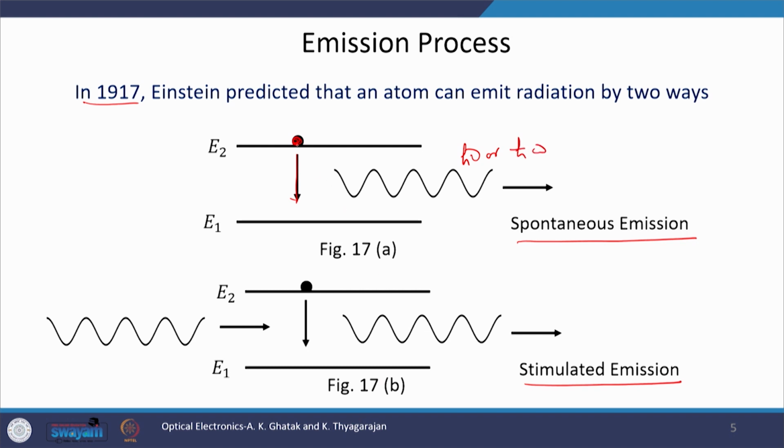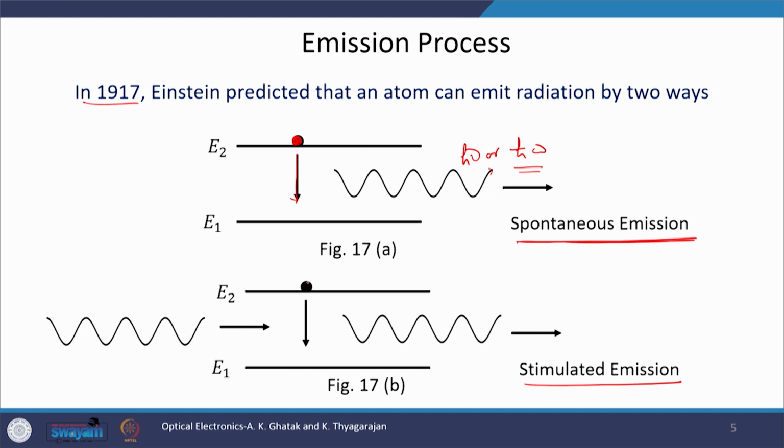Okay. Now, in this process we see that as soon as the electron goes down, a photon gets emitted, and this happens spontaneously without the requirement of any external perturbation, and this is why the phenomenon is called spontaneous emission. The second equivalent phenomenon is stimulated emission.